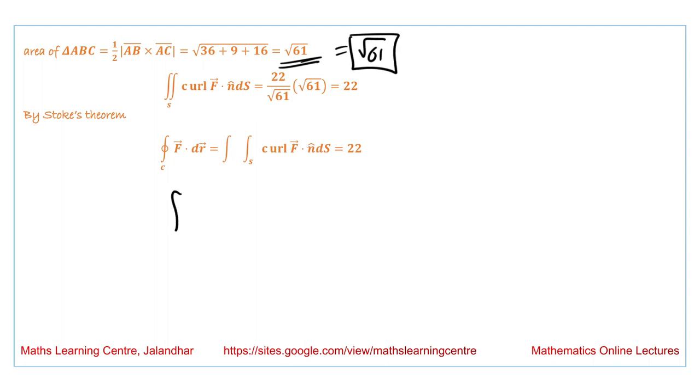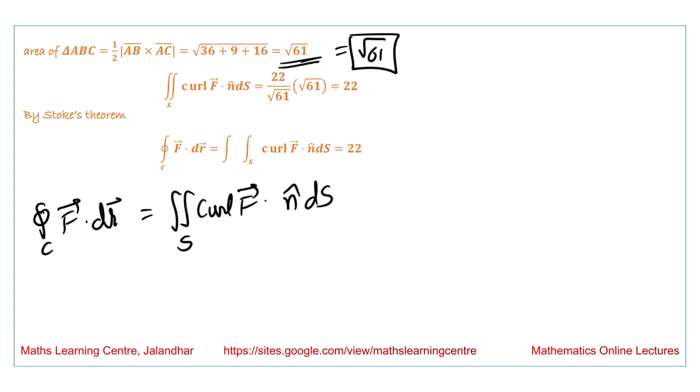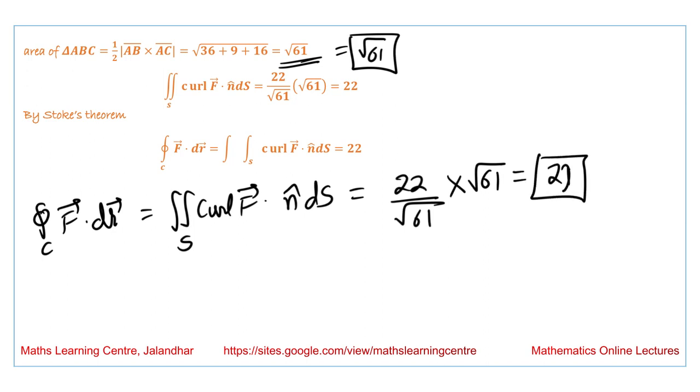So what we have is that double integral over S of curl of f vector dot n cap into ds is equal to integration over C of f vector dot dr vector. We are saying this is equal to 22 over root 61 into root 61, and the answer we obtain is 22.